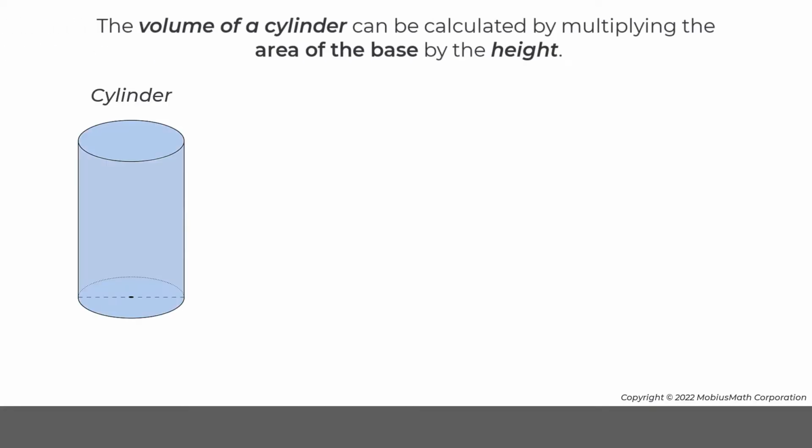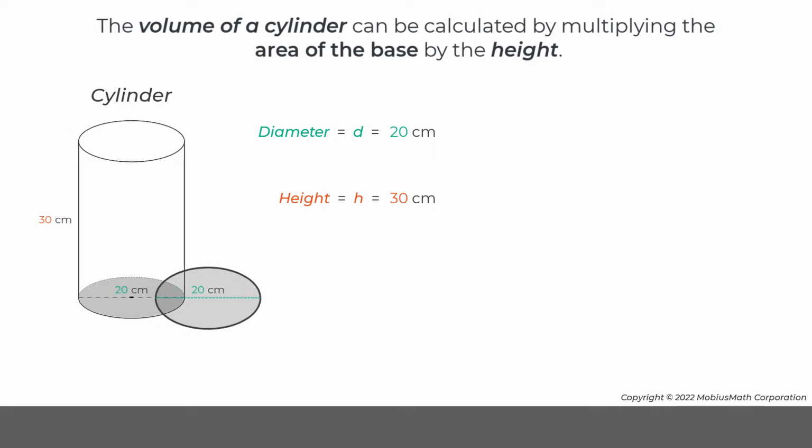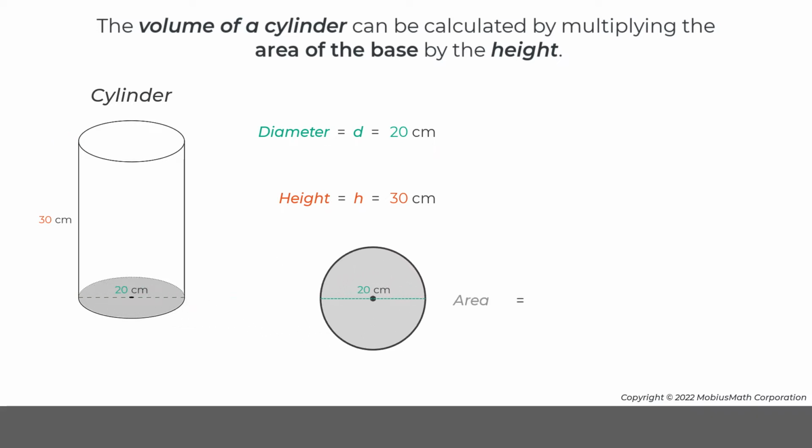The volume of a cylinder can be calculated by multiplying the area of the base by the height. For example, this cylinder has a diameter of 20 centimeters and a height of 30 centimeters. Since the base of the cylinder is a circle, the area of the base is pi times the radius squared. Using the approximation pi equals 3.14, the area of the base is 314 centimeters squared.